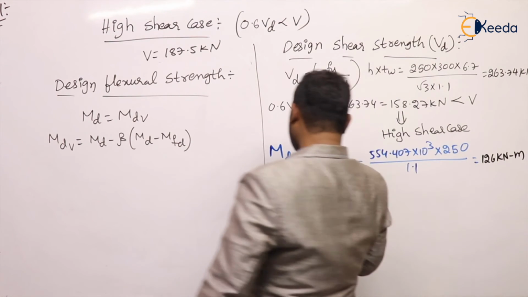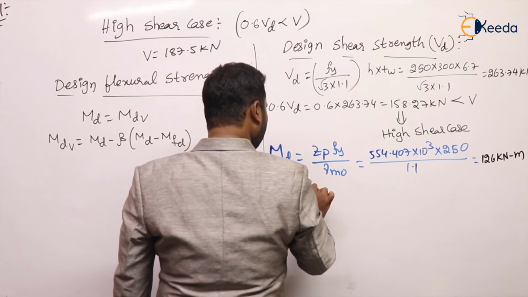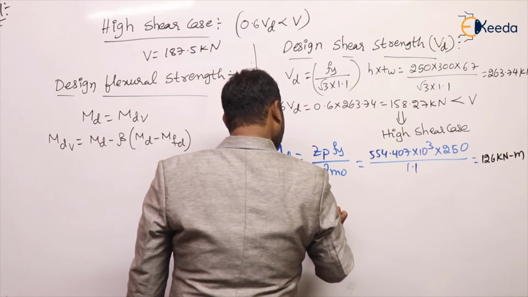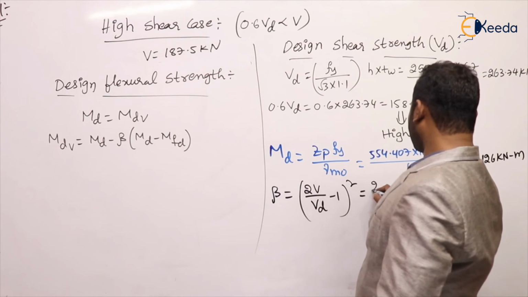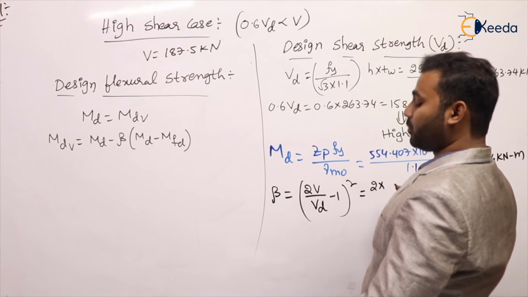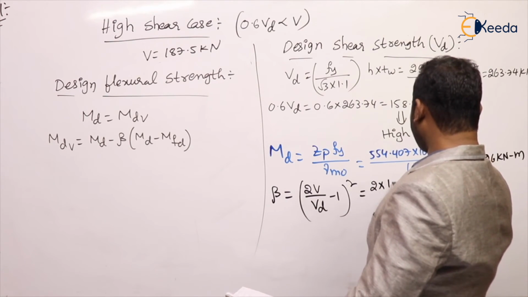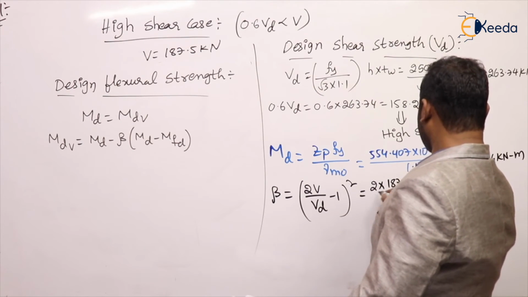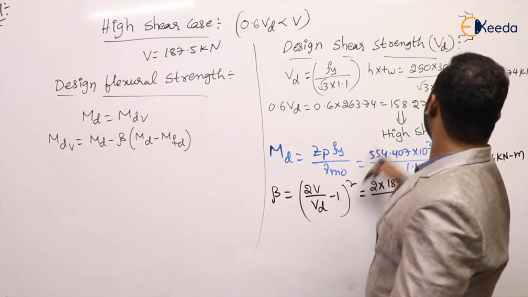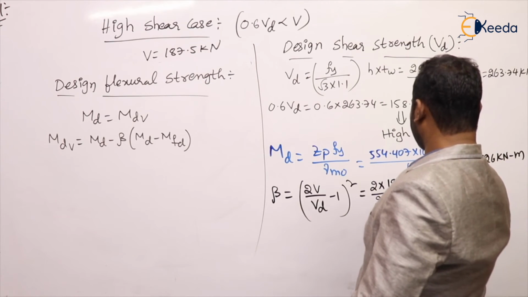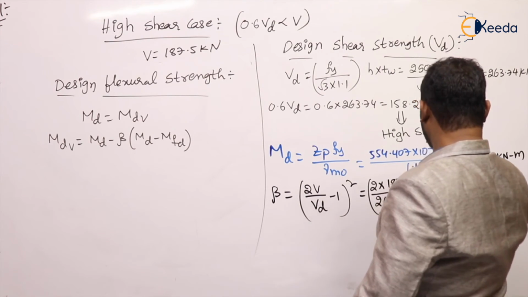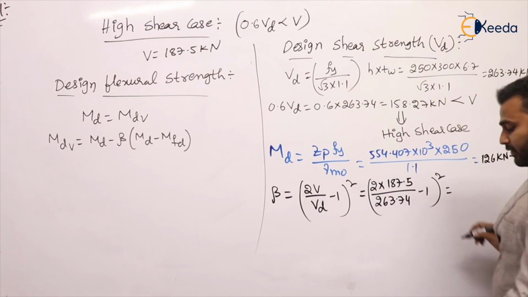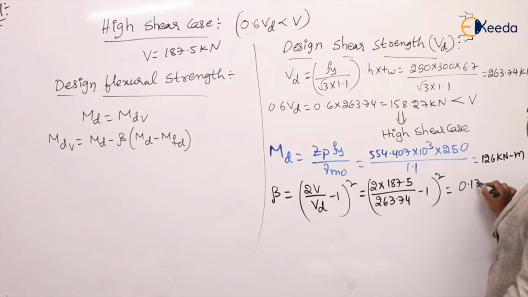Now coming to the beta. So beta is nothing but 2V by VD minus 1 whole square, right? So this is beta. Now 2 into V. V is how much? 187.5, by VD, which is 263.74, minus 1 whole square. So this is beta. Upon simplifying, we will get this beta as 0.178.